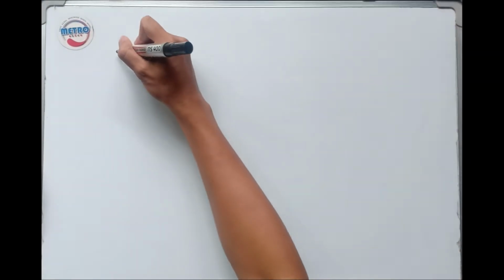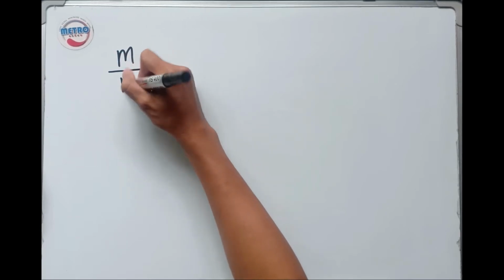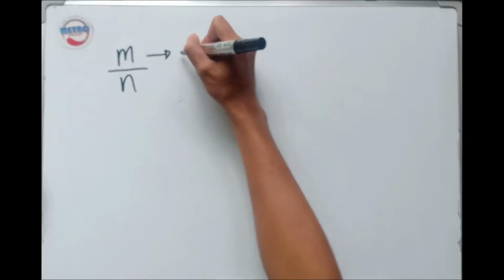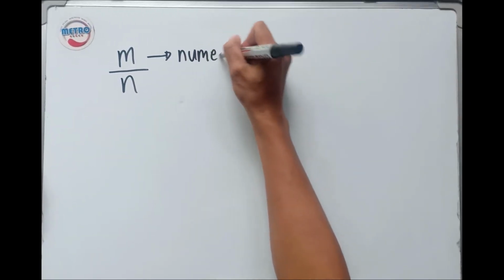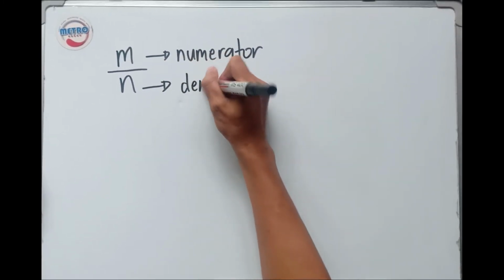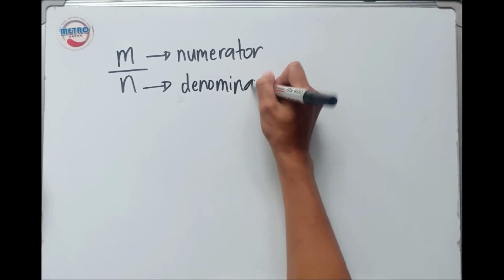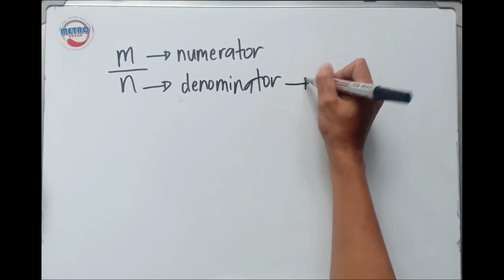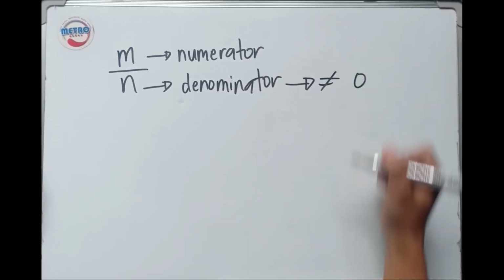Let's have an example of rational expressions. Let's say we have m over n. M is our numerator and n is our denominator. The denominator must not be equal to 0.